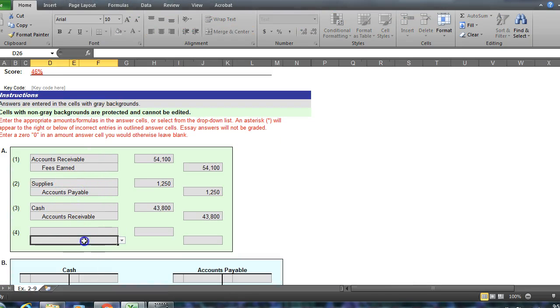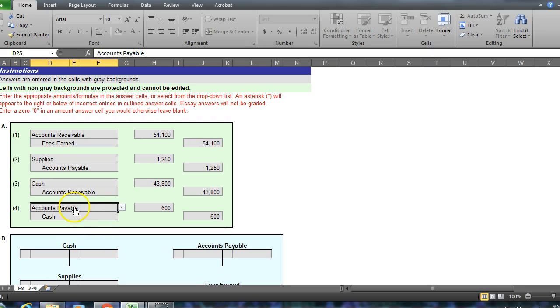So not only are you reducing your cash, my cash is going down by $600, but also I don't owe my creditor as much. I'm going to reduce my accounts payable. And as you can see here, I reduce my payable because liabilities are reduced with debits. And the left-hand side is going to be the debit side. The right-hand side is going to be the credit side.